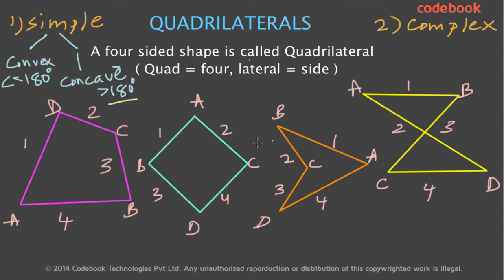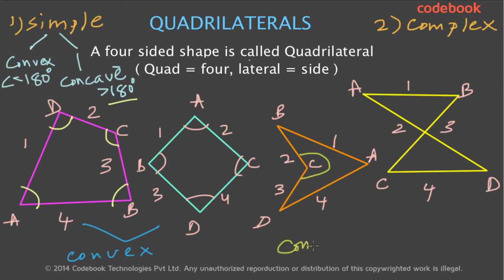So let's look at these figures 1, 2 and 3. We have already determined these as simple quadrilaterals because their sides do not cross each other. So if you observe in the first 2 figures, the interior angles A, B, C, D are all less than or equal to 180 degrees. So these 2 quadrilaterals are convex quadrilaterals. Whereas in the third figure, the angle C is greater than 180 degrees. So this is a concave quadrilateral.